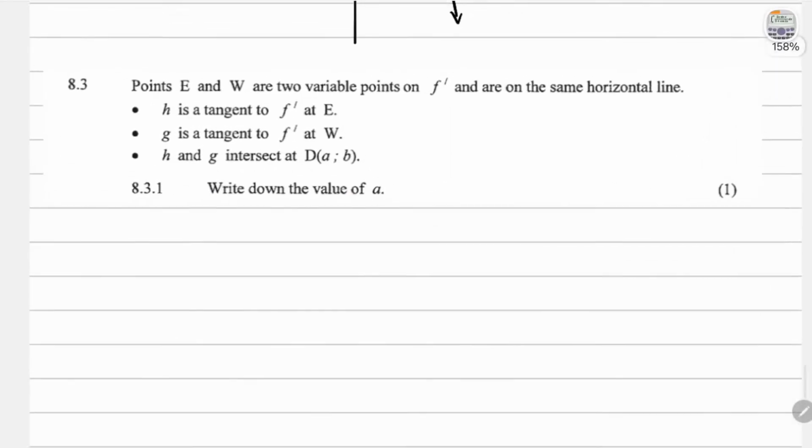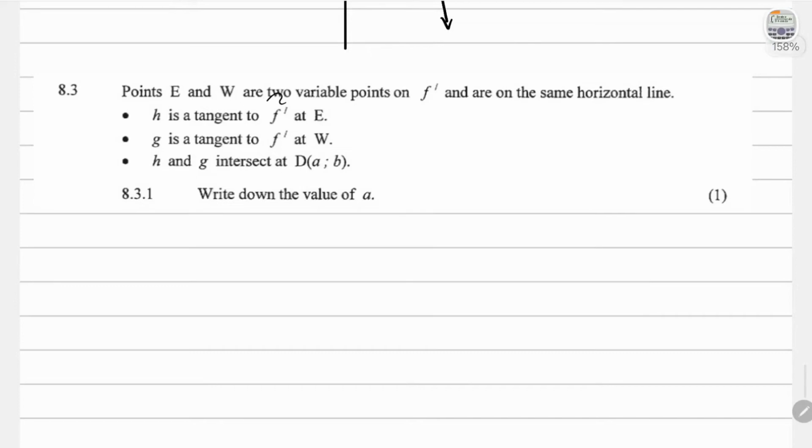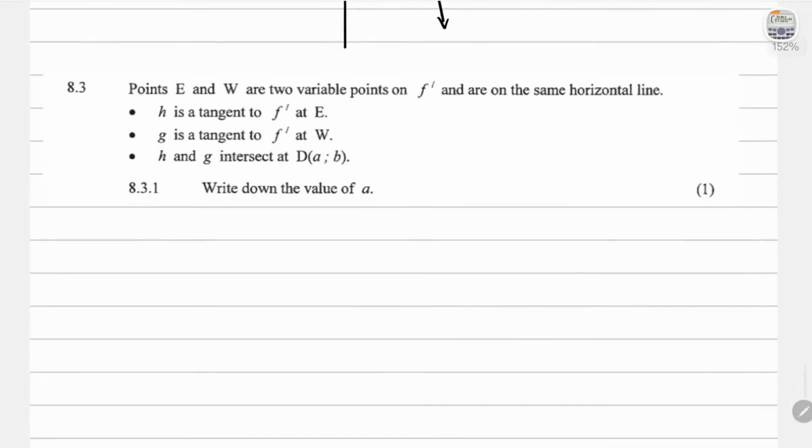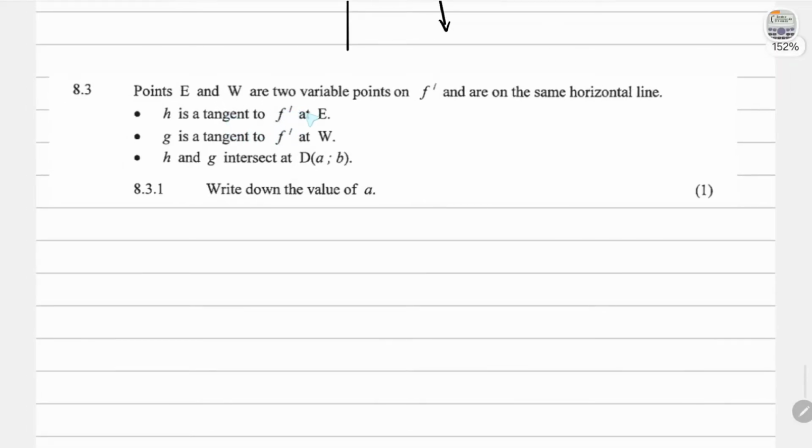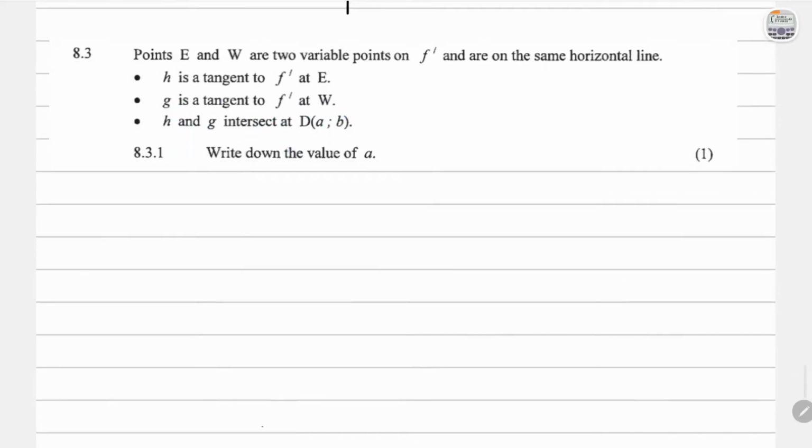Question 8.3 says, points E and W are two variable points on F prime and are on the same horizontal line. And we have H is a tangent to F prime at E, and then G is a tangent to F prime at W, and H and G intersect at D, which is A and B. Okay, so we have that graph. We have two tangents, however they are drawn, to that graph. And then those two tangents intersect at a point called D. And we need to find the value of A.